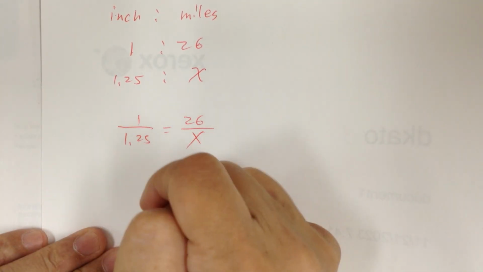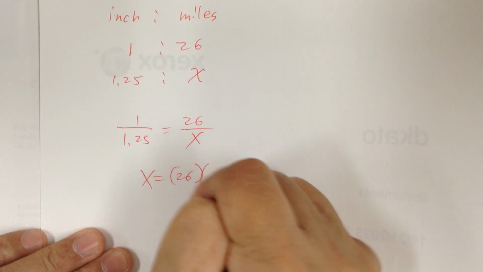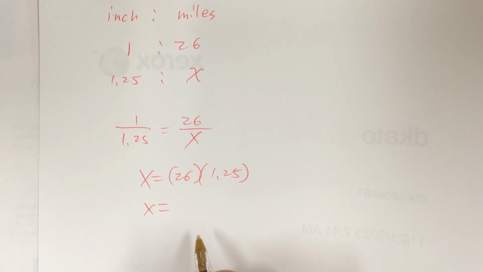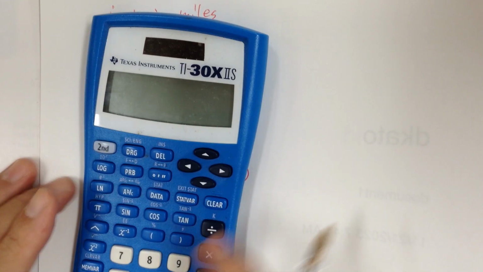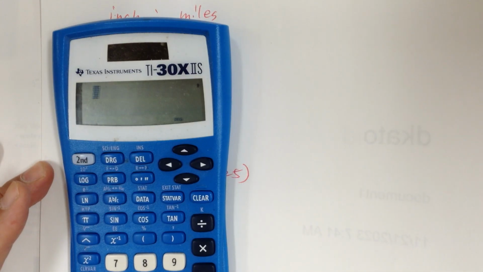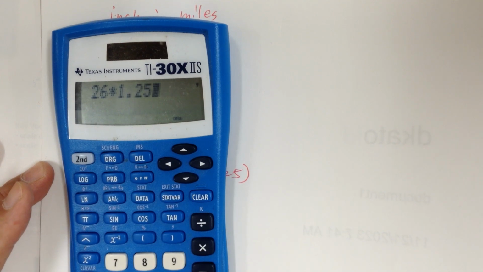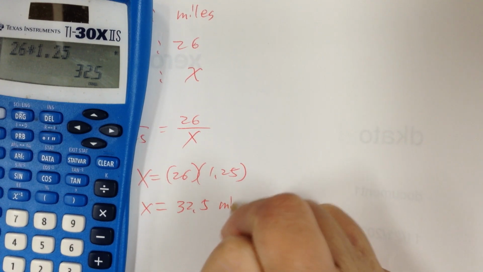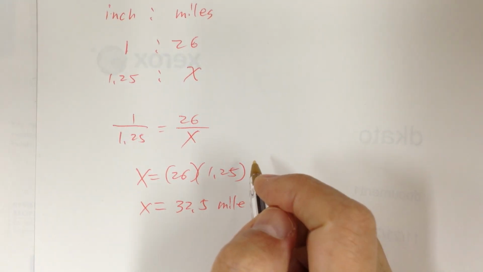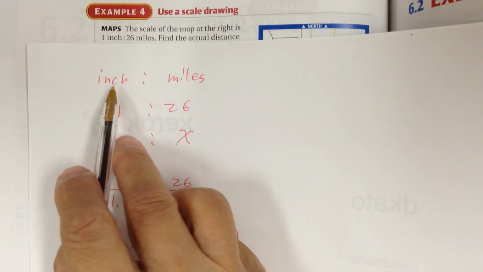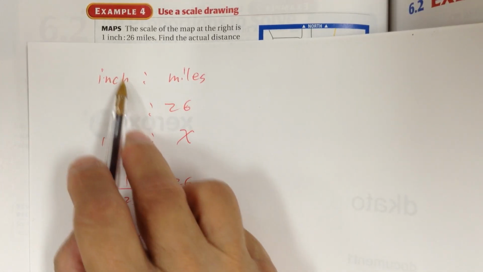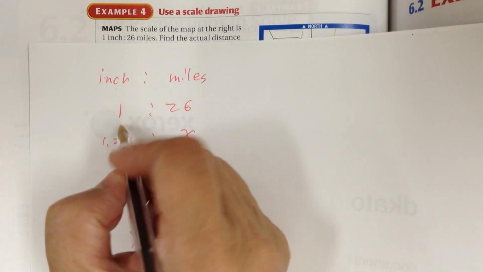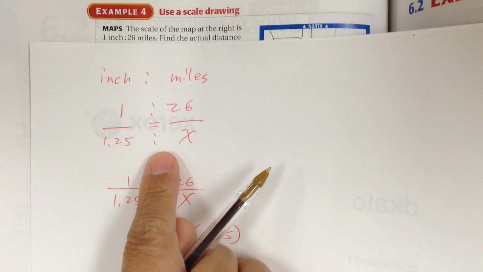Then you cross multiply, so x equals 26 times 1.25, and you get a calculator and work it out. So it'd be 32.5 miles. So again, whenever you get confused and don't know what to do, you write down your labels, and you just write down the number according to its label, and whatever you see, you just put it into an equation, and that's your equation.